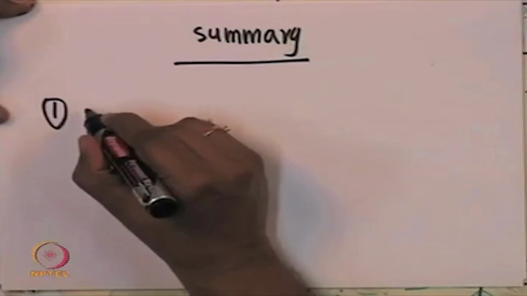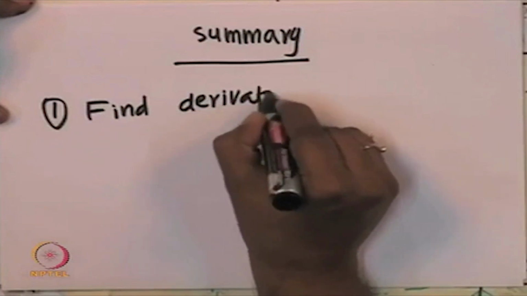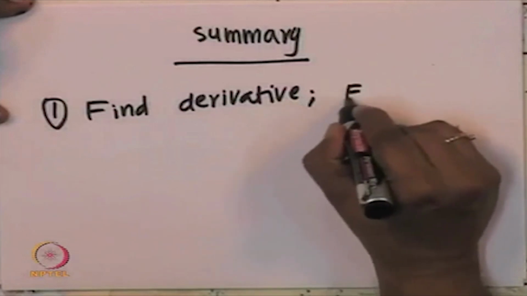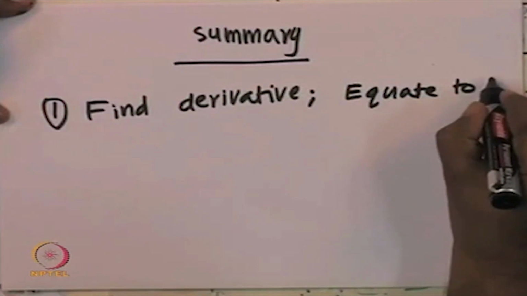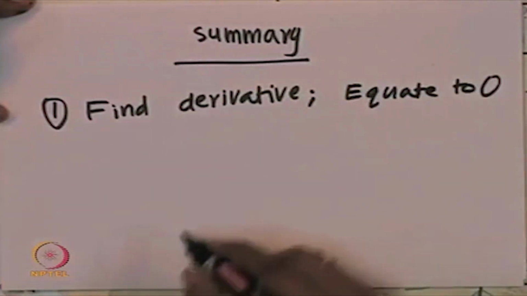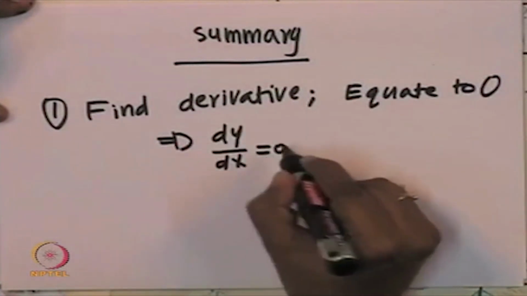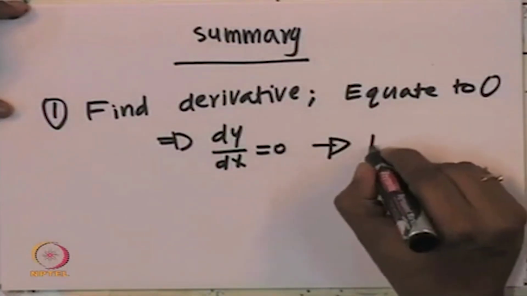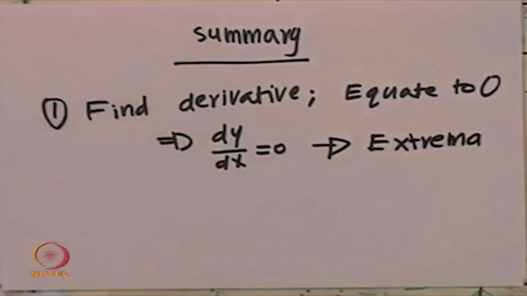One, find the derivative and equate it to 0, that is dy by dx equal to 0. This will give you extrema, maxima or minima. That is what extrema means, it's extreme points, maxima or minima.